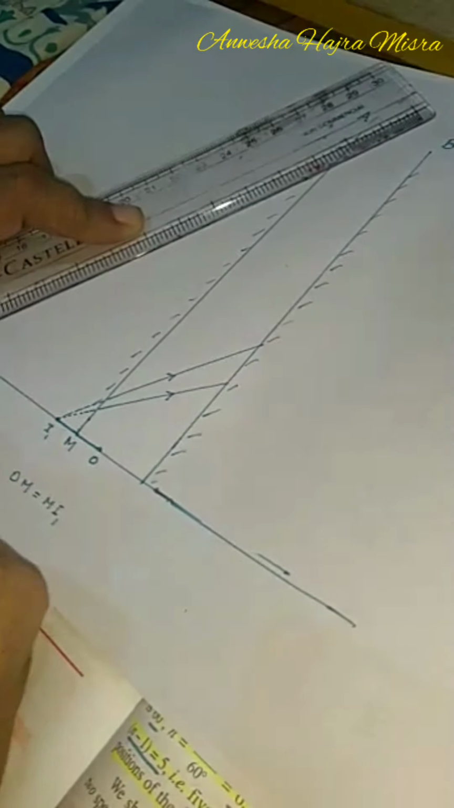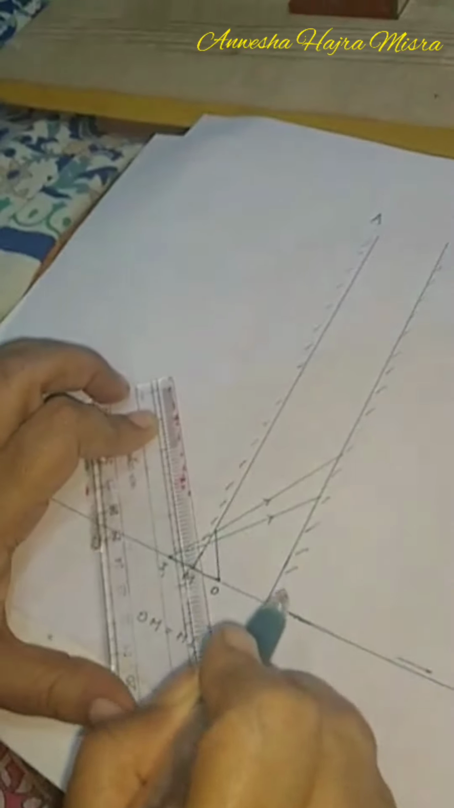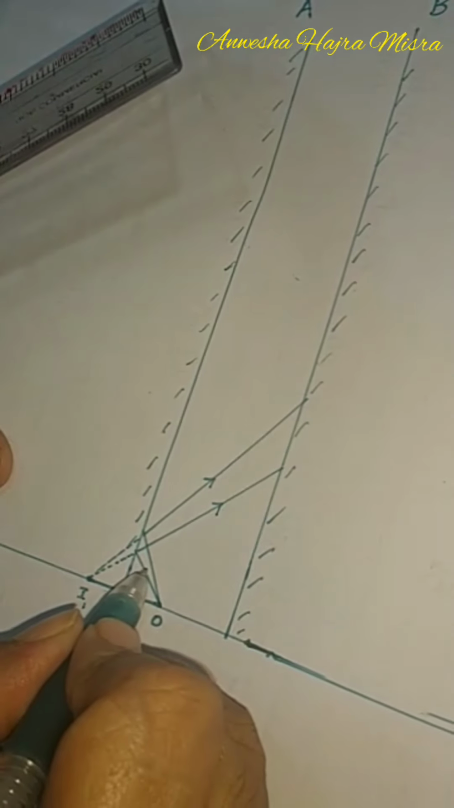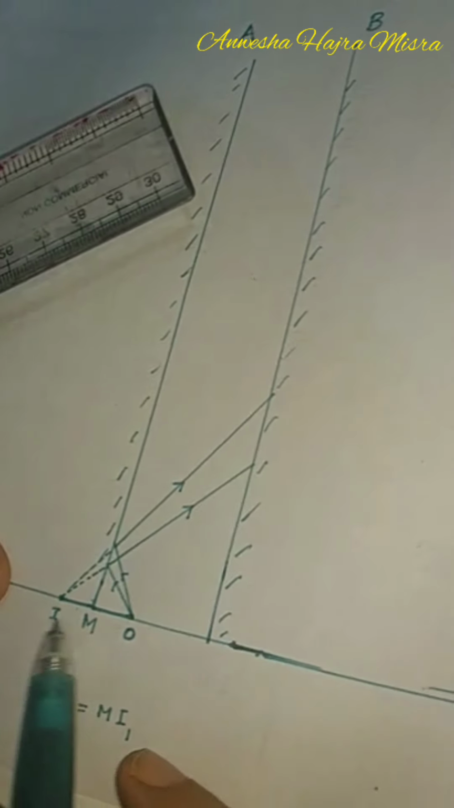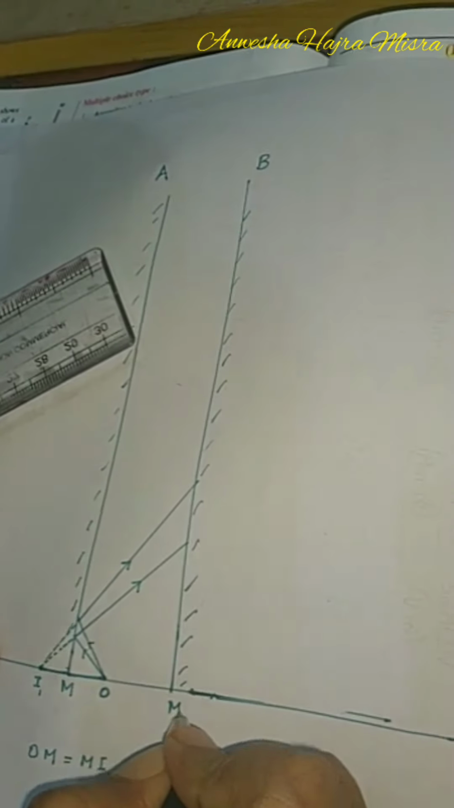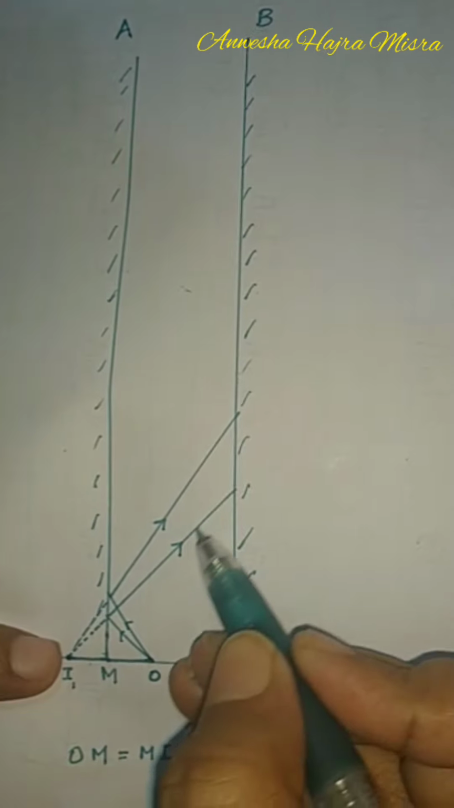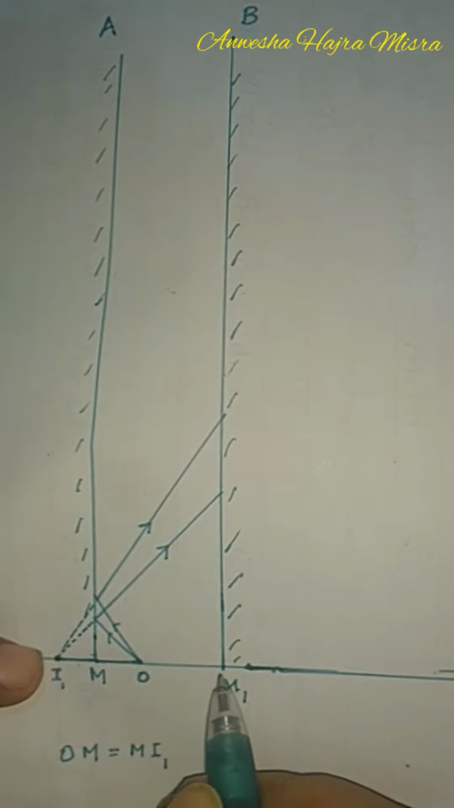Complete this part. Now, from the object, you join the two incident rays. So I get I1. Now light from I1 is falling on the mirror M1. So I1 is my object now and M1 is my mirror because light is coming from I1. Now with a scale you measure from I1 to M1.